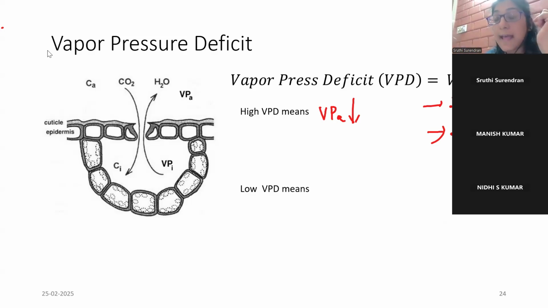Now, if this actual vapor pressure is low, what does it indicate, or what does it tell about the relative humidity? We know what is the actual vapor pressure. Say, take this example itself. This is the saturated vapor pressure. This is the actual vapor pressure. If the VPD is high, what does it tell about the relative humidity? I need you to answer in the chat box, or you can switch on your mic and say, if the actual vapor pressure is low, what does it tell about the relative humidity?